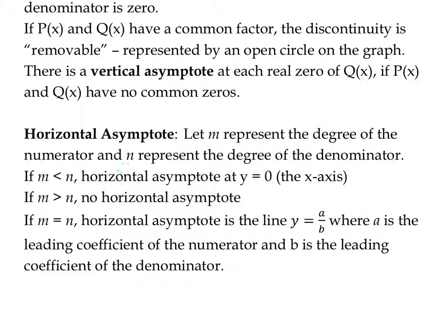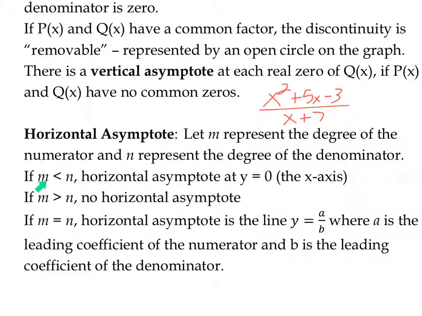M and n are degrees of the numerator and denominator. So that would be, for instance, if we had x squared plus 5x minus 3 over x plus 7. So the degree of the numerator is 2. In this case, the m, the degree of the numerator would be 2, and the degree of the denominator, n, would be 1. The degree is the highest exponent, the exponent of the leading term. So in this case, m would be 2 and n would be 1. So we'd look down here and see, oh, m is greater than n, there's no horizontal asymptote.